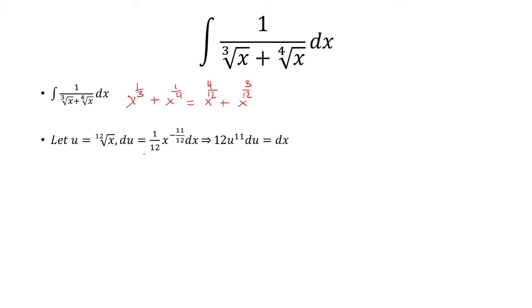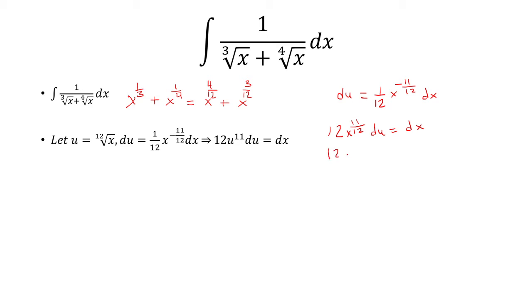du then is going to be the derivative of that, which is 1/12 times x to the negative 11 over 12 dx. And here I skipped a step, but let me just write out what I did. So we said du was 1/12 x to the negative 11 over 12 dx. I multiplied both sides by 12 and x to the 11 over 12.